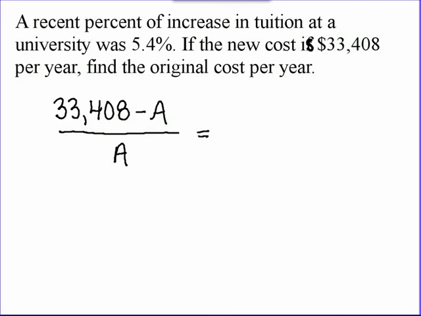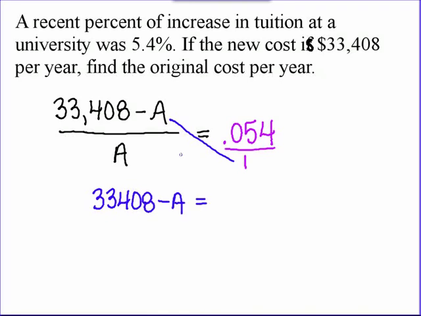And so now, if I've got 0.054, in order to solve this, I'm going to go ahead and write this as a fraction. And what did we do from yesterday? How do you do that? Cross multiply. So in this case, I've got 1 times 33,408 minus A.